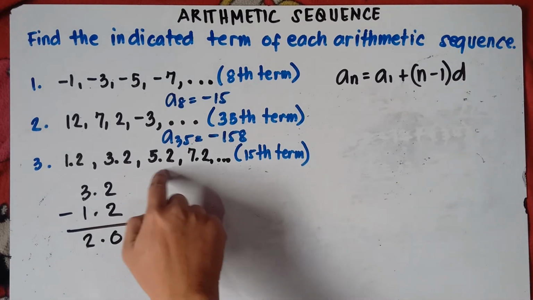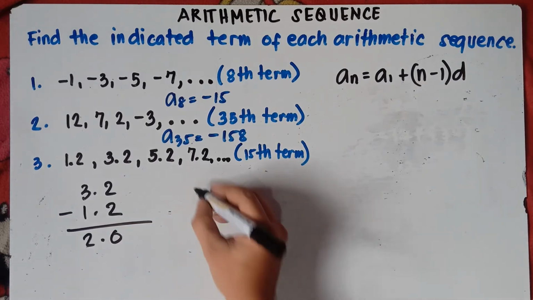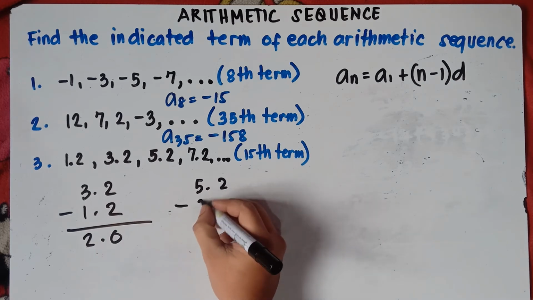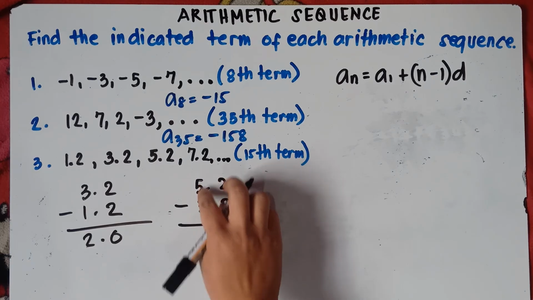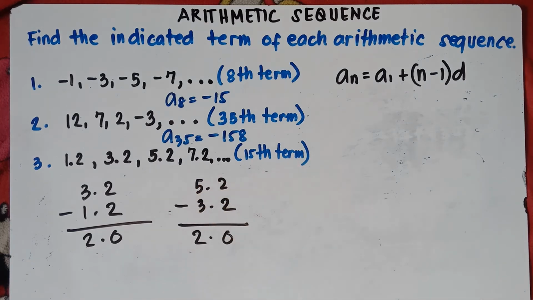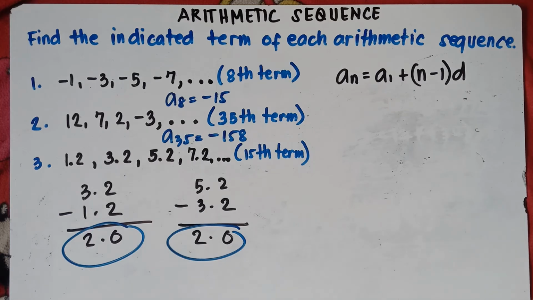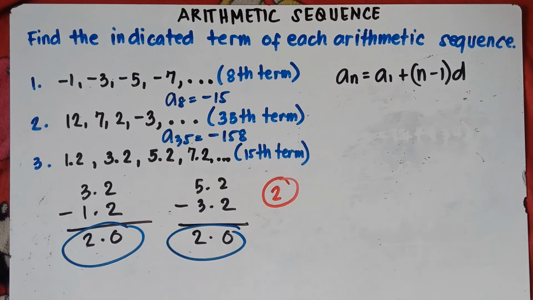Or you can also subtract this one. 5.2, the third term, minus the second term, 3.2. So 2 minus 2 is 0. Copy the point. 5 minus 3 is 2. So the common difference, class, is 2. Okay, 2.0. Actually, class, 2.0, you can write it 2. That's the same, class. 2.0 or 2. Once again, 2.0 is just the same as the whole number 2.